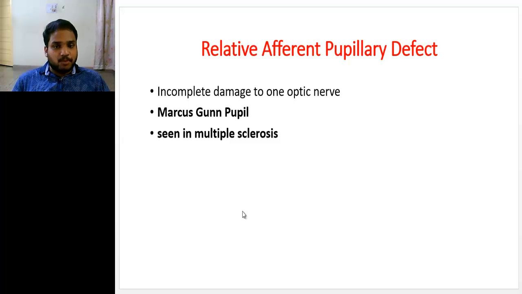Now the relative afferent pupillary defect. What is it due to? It is due to incomplete damage to one optic nerve, right? This has another name, that is also called the Marcus Gunn pupil. This Marcus Gunn pupil, you can diagnose it by a swinging flashlight test. What is that? Let us see.